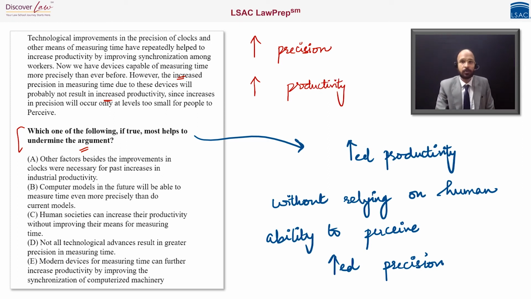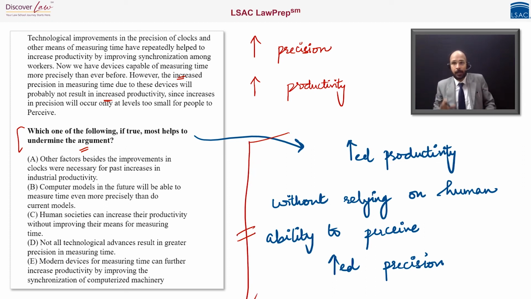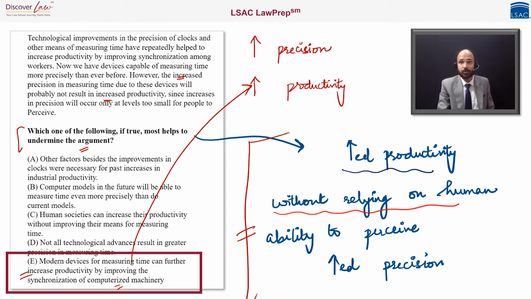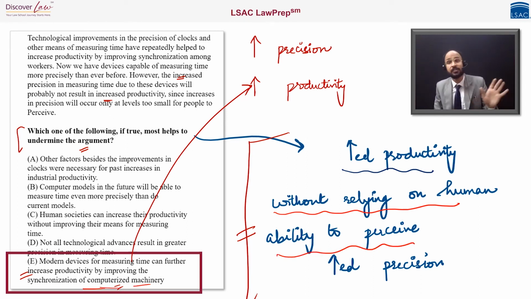The second thing is that we want this to happen without relying on the human ability to perceive it. Pause the video and try to identify the answer by yourself. Okay, I'm giving you the answer. The answer is E. It says modern devices for measuring time can increase productivity. It increases productivity by improving the synchronization of computerized machinery, which means there is an increase in productivity, but it does not rely on the human ability to perceive it. It relies on the synchronization of computerized machinery.